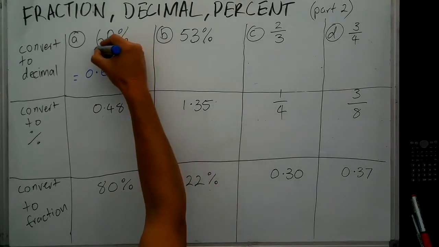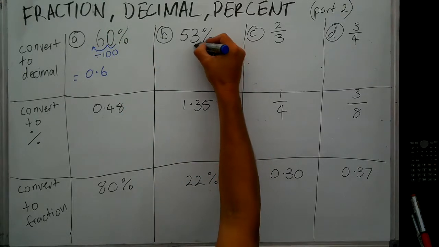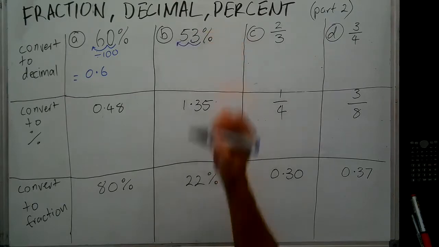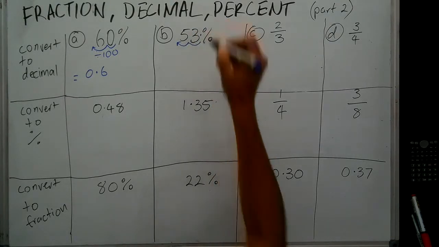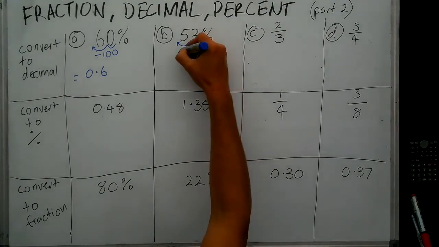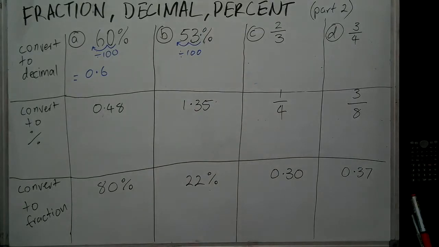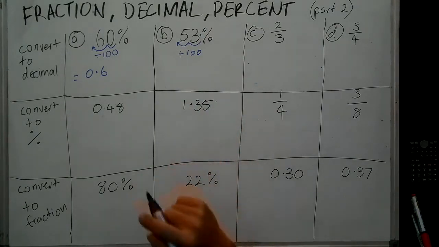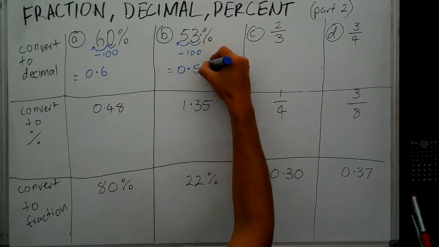We've got 1, 2 spaces. Same thing here. We essentially need to divide by 100, which shifts the decimal point, which is there, 2 spaces. Divide by 100, don't use a calculator, just look at it and go, oh, move the decimal place. So this equals 0.53.